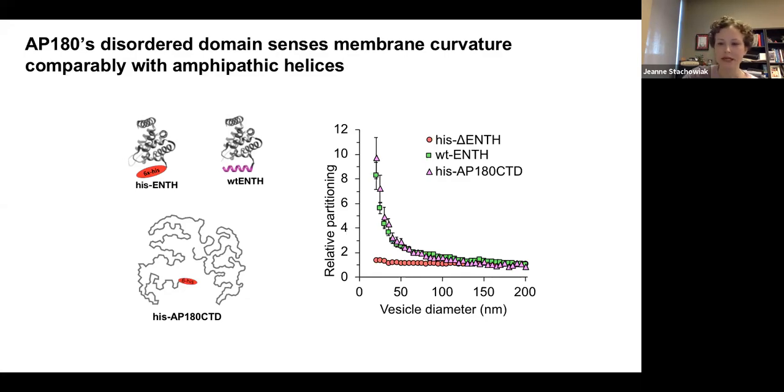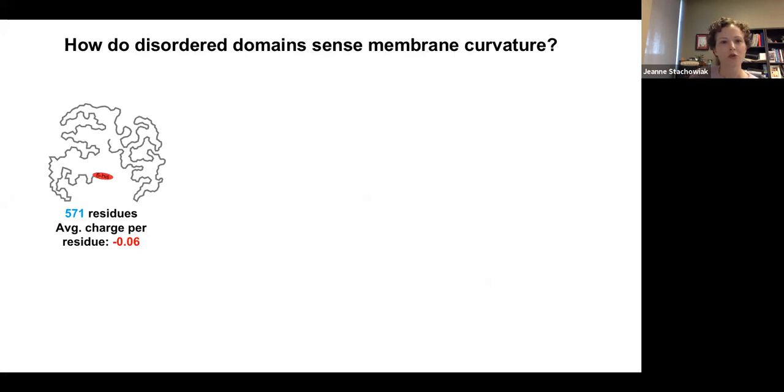Okay, but what then is the mechanism of curvature sensing? So to think about that, let's look a minute at this AP180 domain. There's two interesting characteristics physically of this domain. One of them is that it's pretty long, 571 residues, makes it one of the longer disordered proteins in the clathrin pathway. And then it has a mild net negative charge, 0.06 negative charges per residue on average. So not a strong charge, but some charge.